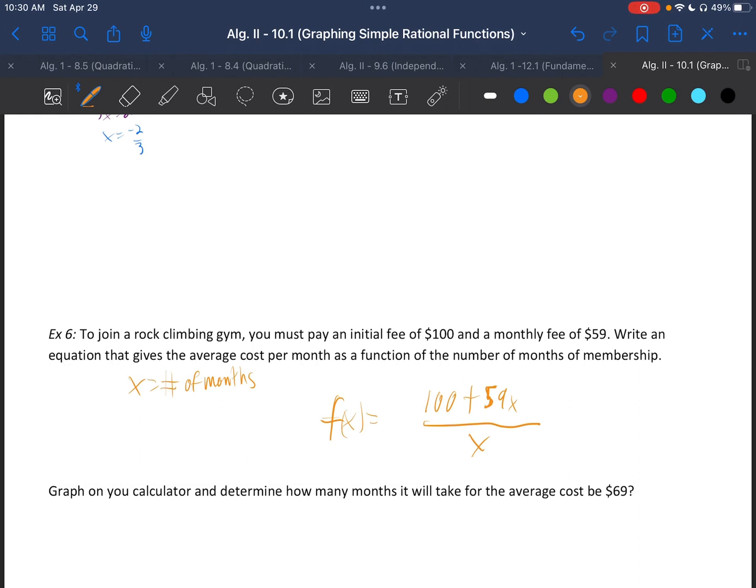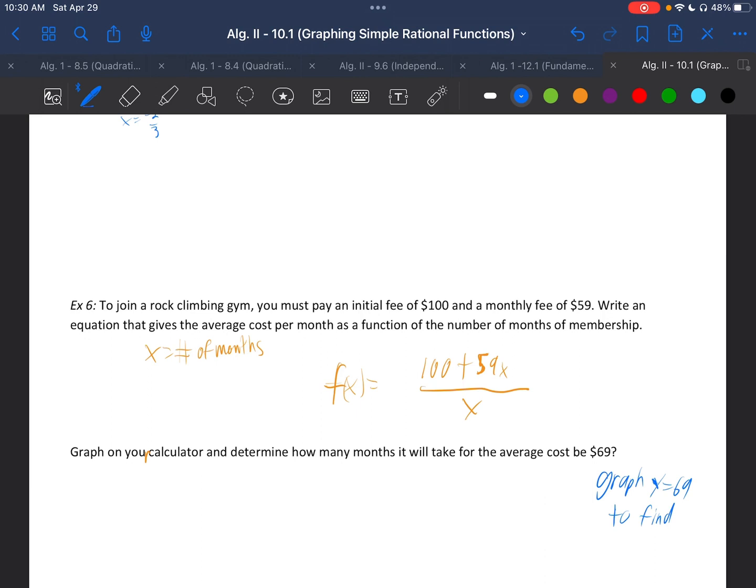So graph on your calculator and determine how many months it'll take for the average cost to be $69. So what you would do is you would first graph this function, being careful to type the top in parentheses there so your calculator knows that all goes in the numerator. And then the other thing you do is you graph y equals 69, and you find the intersection of these two functions. Because if the x value is the number of months, that means the y value is going to be the amount of money.